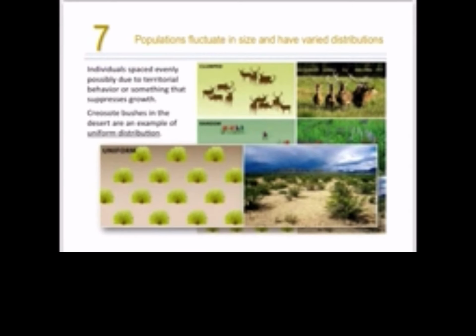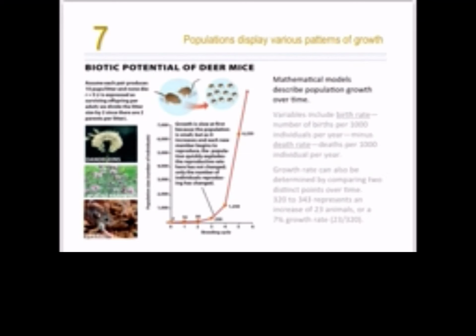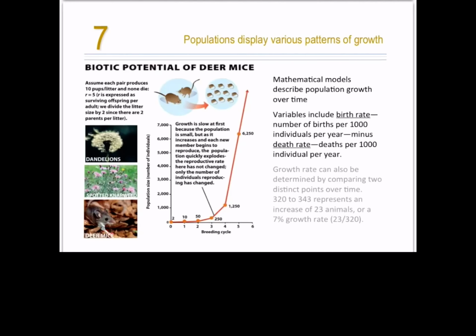Population biologists use a number of mathematical models to describe the growth of a population over time. The resources that are available to these organisms, the birth rate, the death rate, predator-prey relationships are all going to control the biotic potential or reproductive potential of a specific organism. Some organisms have very high biotic or reproductive potential, as is the example for these deer mice. Dandelions and spotted knapweed are also other examples that you'd find in Yellowstone that have high biotic potential.